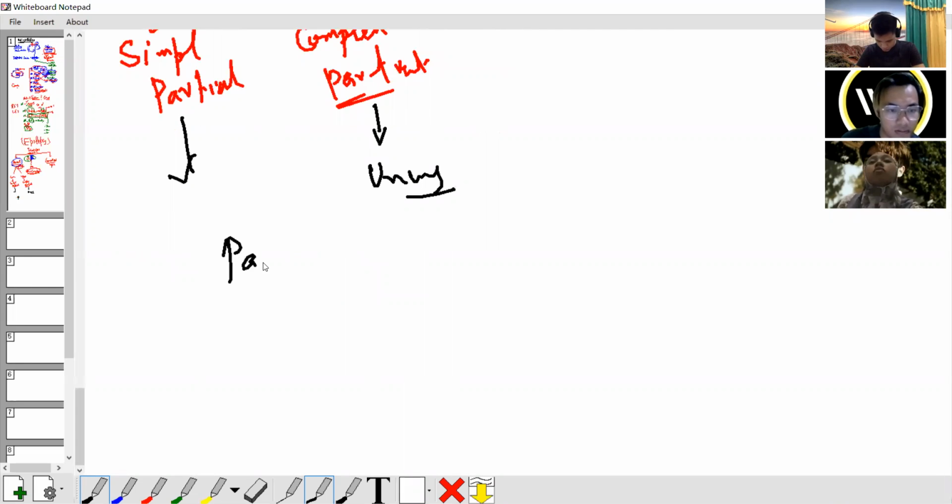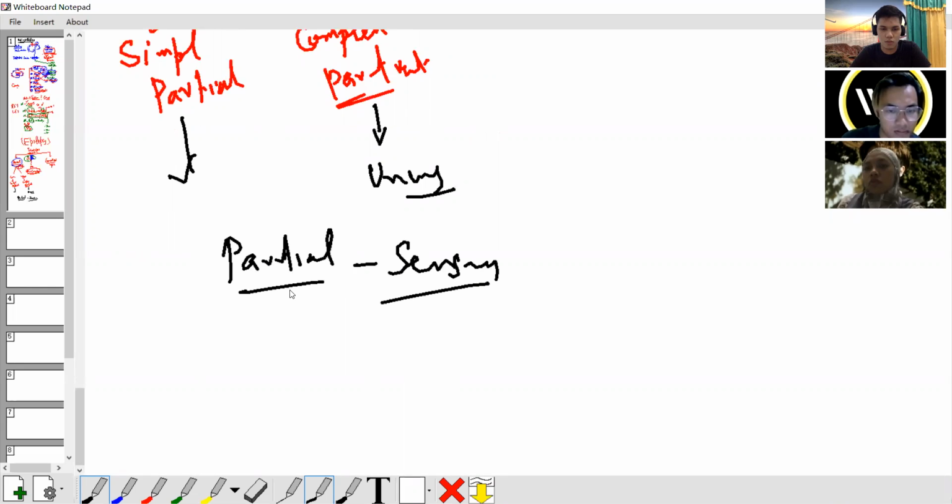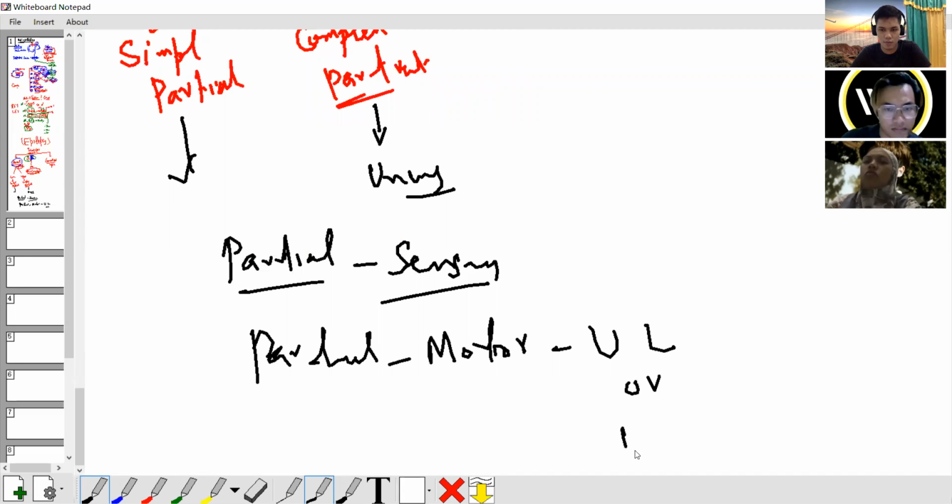Now come to another thing. What is partial sensory? Just now we saw the upper limb moving, which is known as partial motor. You move your upper limb or your lower limb, one part of the body is affected, the skeletal muscles keep moving, having a tremor. That is your partial motor.